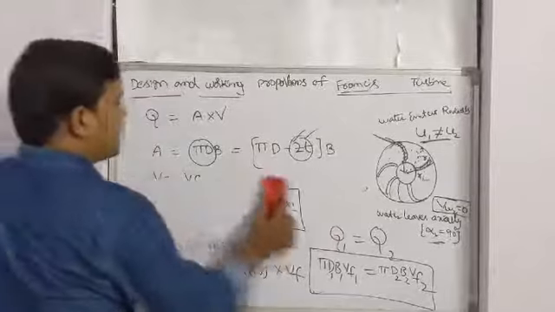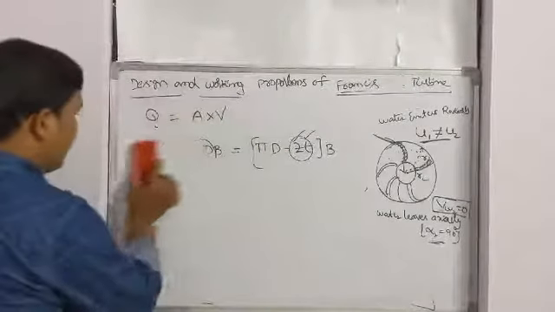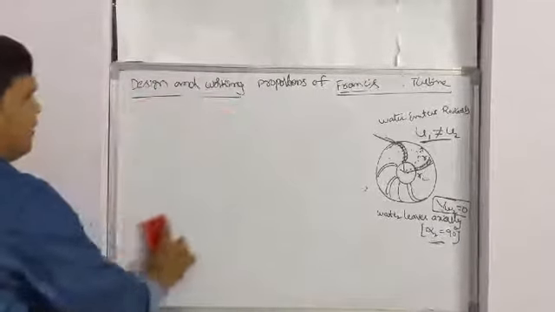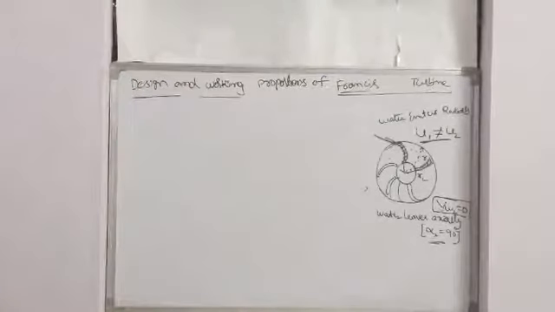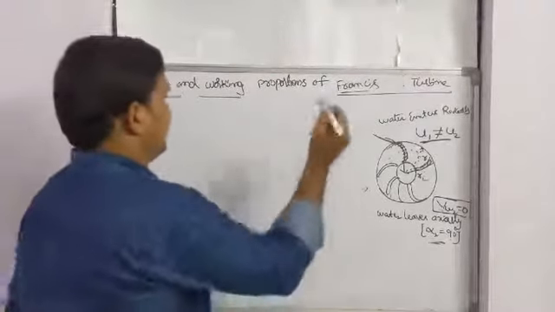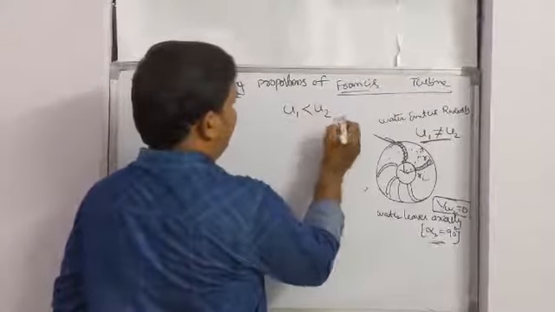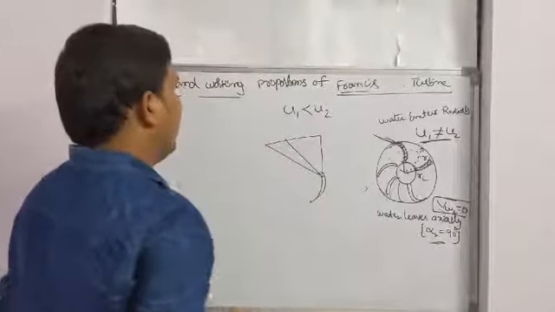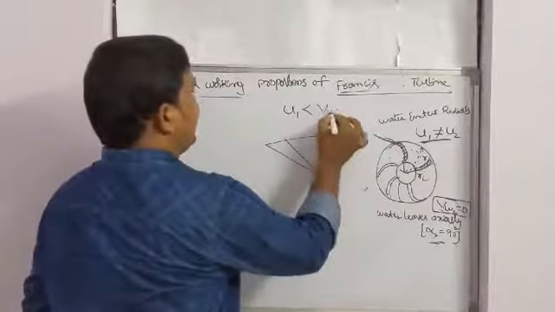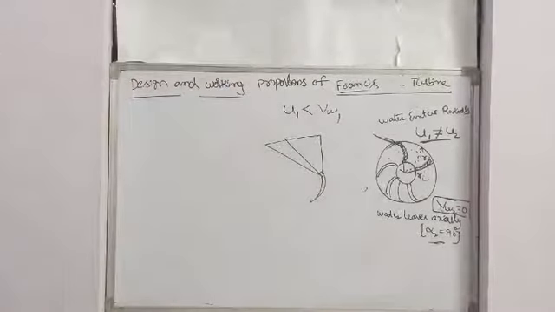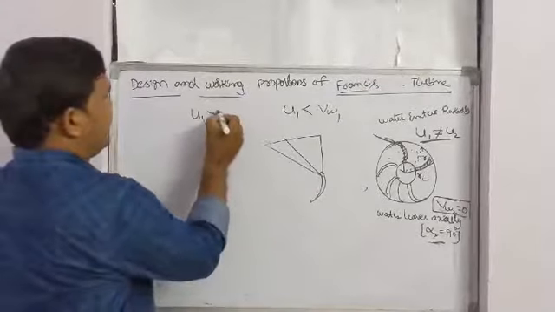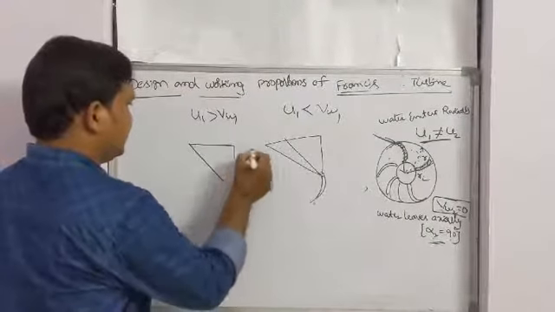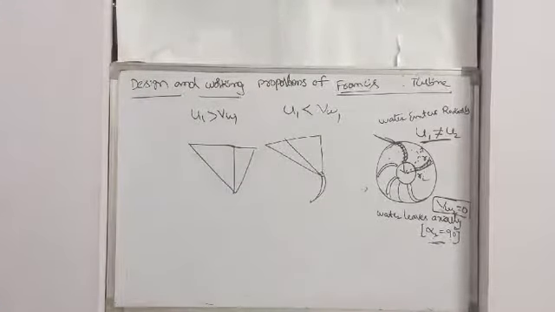Before going to solve the Francis turbine problems, we just focus on the inlet triangle. In the previous problems, in a Pelton wheel turbine, U1 is less than U2. Therefore the inlet velocity triangle will be like here. U1 is less than Vw1. But if U1 is greater than Vw1, the inlet velocity triangle will be like this. So I will draw clearly how it is.